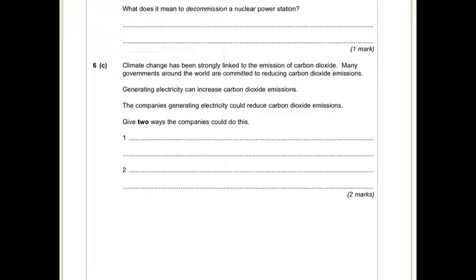Some power stations will try to capture the carbon dioxide and store it in a different form. But to reduce fossil fuels, or use more nuclear power, or use more renewables, or make them more efficient. What are the possible answers?